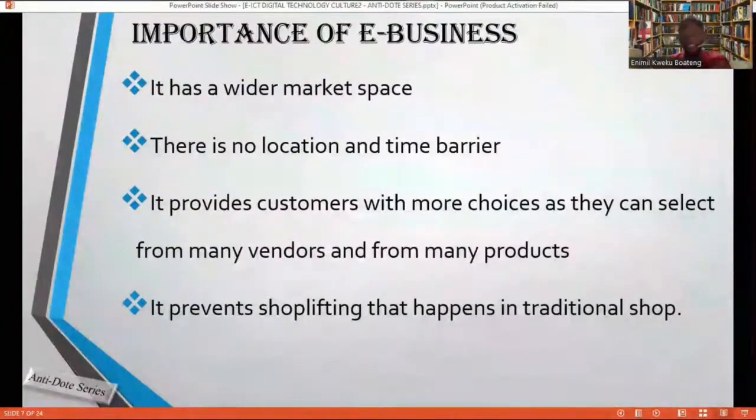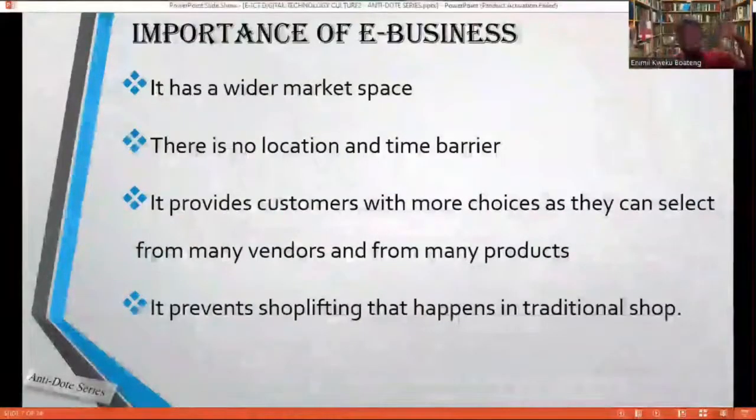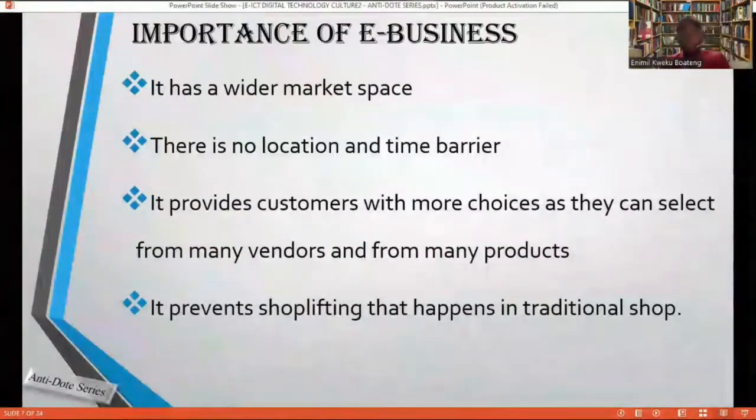I know there are scammers and all of that, yes, but it hardly happens on the website. It happens when you're shopping. Through the shopping, you can be scammed. Yes, that one is there. But as in you lifting something from the website, no, it doesn't happen. So it prevents the shoplifting that happens in traditional business.